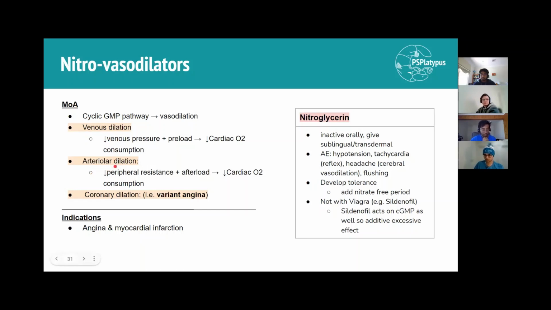Arterial dilation makes sense because when we cause dilation of the vessels in the arterial system, it decreases peripheral resistance and consequently decreases cardiac consumption. Coronary dilation, pretty straightforward. By dilating, we have more coronary blood flow, so we're able to meet the demand, so we don't have angina. And this is specifically for variant angina. So nitrovasodilators are very important in variant angina.